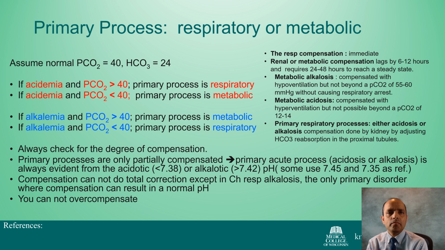They're only partially compensated. Since they're only partially compensated, you always have some clue to the diagnosis of the primary process when you look at the pH. Compensation cannot do total correction. Remember that, except in the case of chronic respiratory alkalosis, that's the only primary disorder where compensation can actually result in a normal pH. Remember, as a general rule of thumb, you cannot overcompensate.